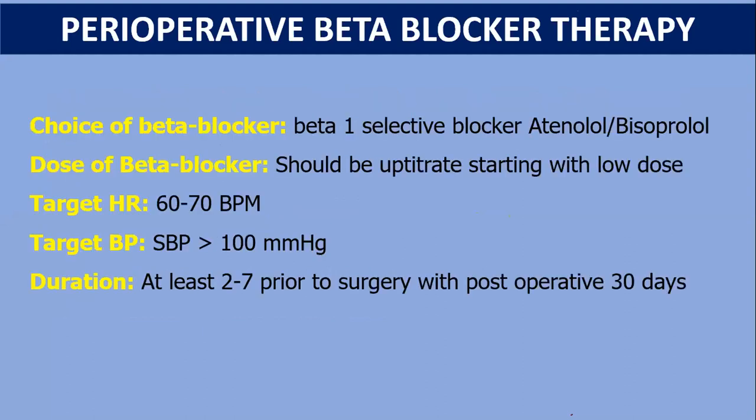What is the drug of choice? Different studies are there, but atenolol and bisoprolol are the preferred drugs. The dose should be titrated, starting with a low dose. Start bisoprolol at 2.5 milligrams and atenolol at 50 milligrams. The target heart rate should be 60 to 70 beats per minute. Blood pressure should be kept at systolic more than 100 millimeters of mercury. Duration is very important: not on the day of surgery, but preferably at least 7 days.